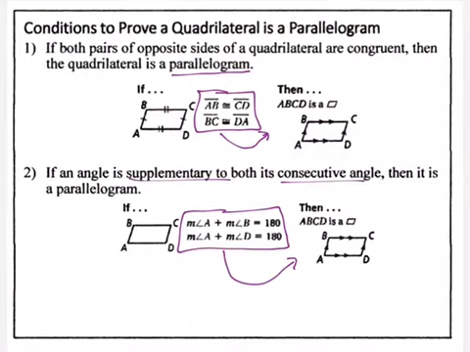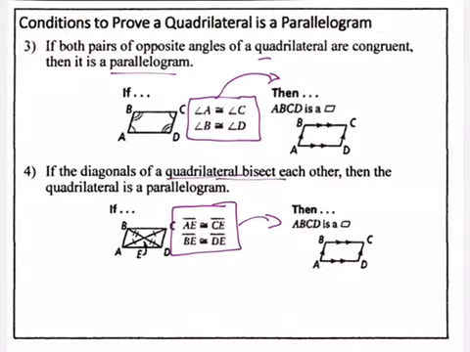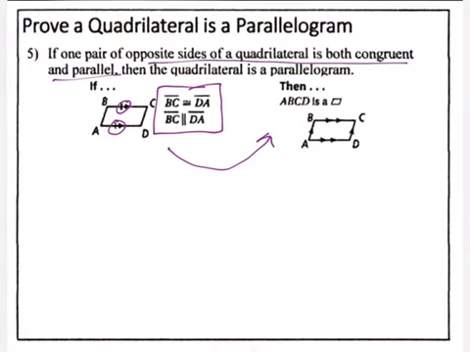So let's revisit these. So condition 1, we need opposite sides congruent to show that it's a parallelogram. Condition 2, supplementary consecutive angles to show it's a parallelogram. Condition 3, opposite angles congruent to show it's a parallelogram. Diagonals that bisect each other to show a parallelogram. And then condition 5, one pair of sides that is both parallel and congruent to show that we're dealing with a parallelogram.